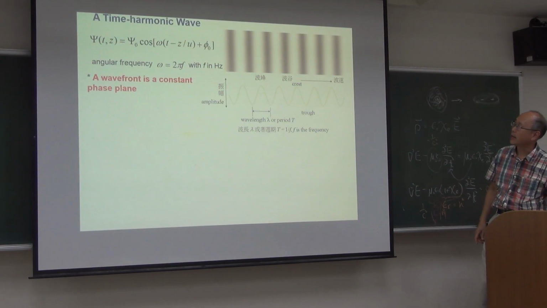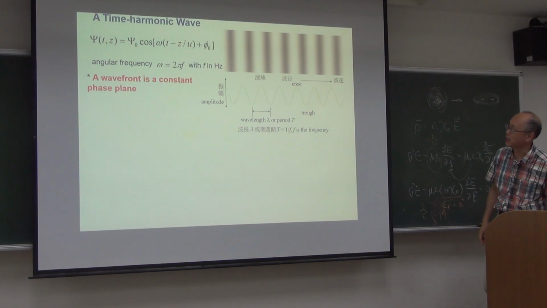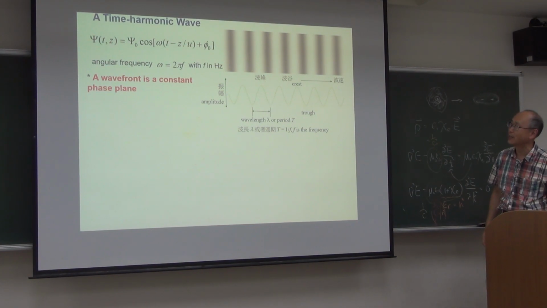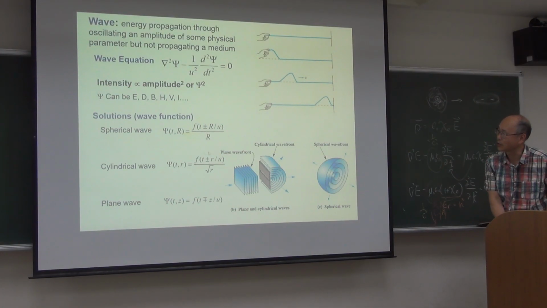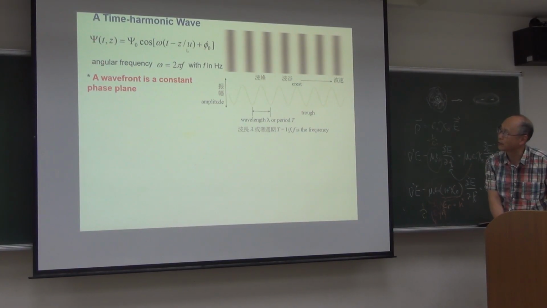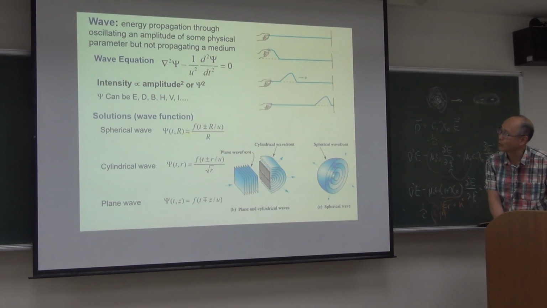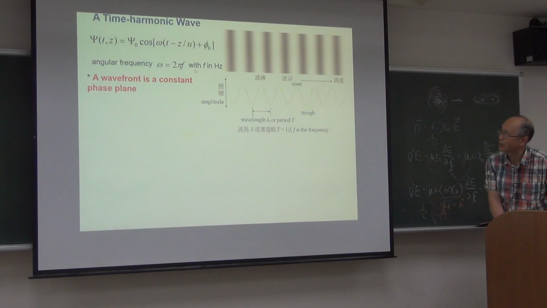All right, and a time harmonic wave will have a sinusoidal variation of the amplitude. So think about that, you have such a general solution, and then you have a sinusoidal wave. So basically you convert this sinusoidal function into the form of the general solution of the wave equation. And we call this the wave function. Okay, this is the wave function. And so for a sinusoidal wave or time harmonic wave, you write it into this form.